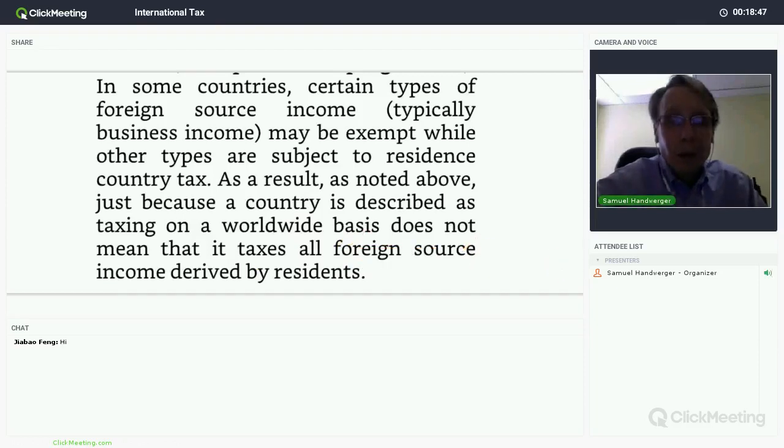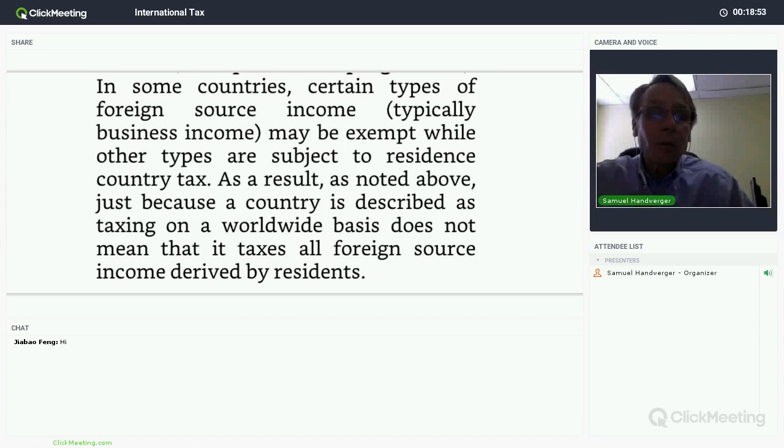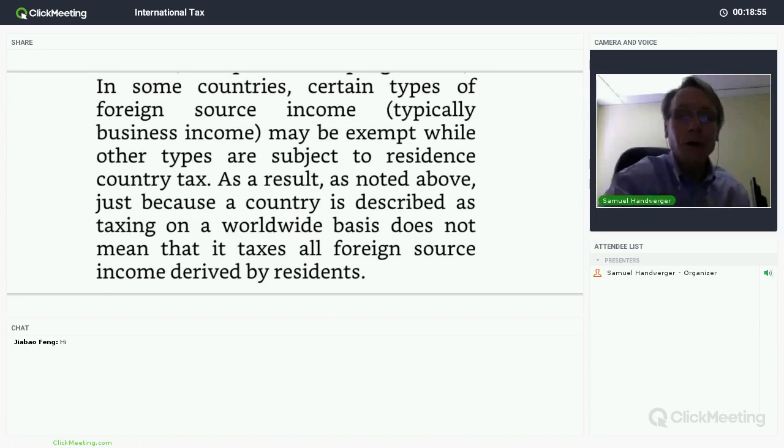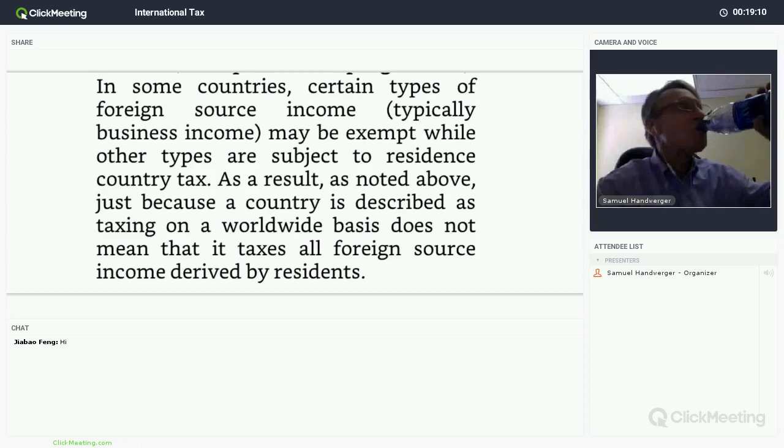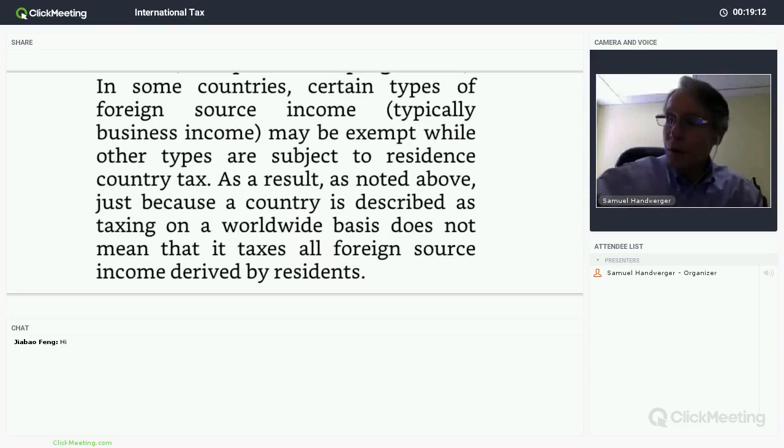All right, so continuing the same theme, in some countries, certain types of foreign source income, typically business income derived from another country, are going to be exempt, while others will be subject to residence tax. So let's go through that a minute and just see what that means. It means that while the United States is this worldwide taxation concept, it's not what you typically find worldwide. What you typically find is the following.